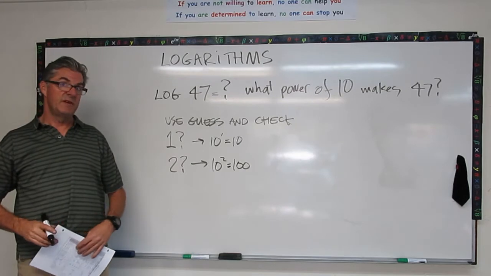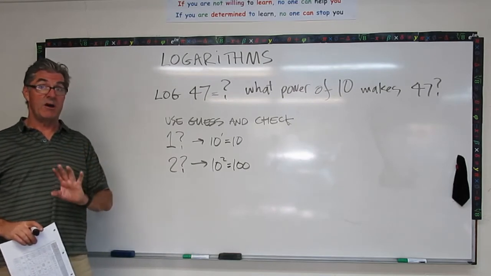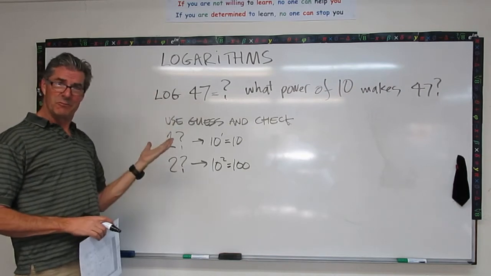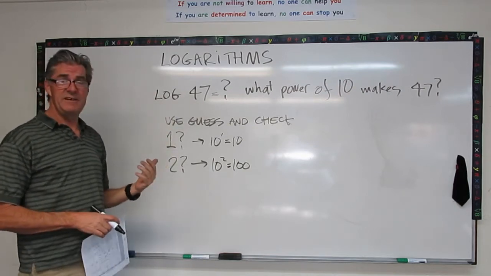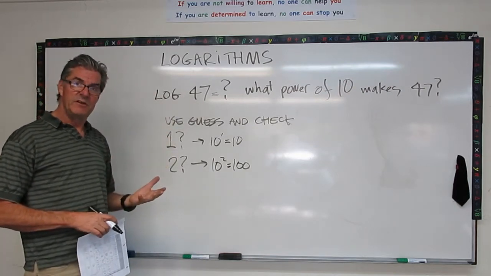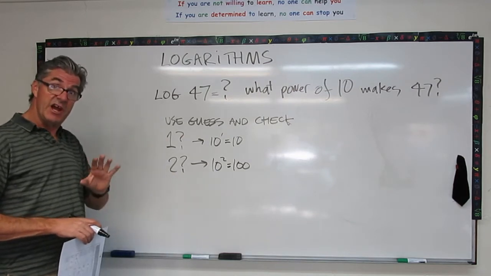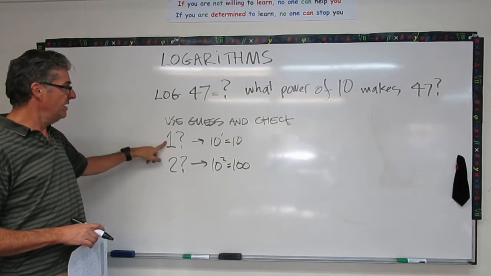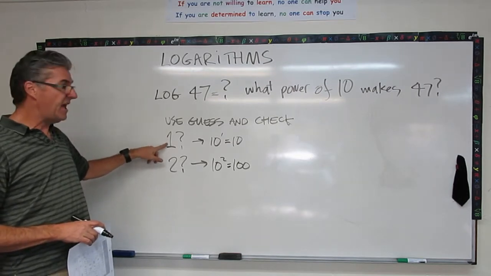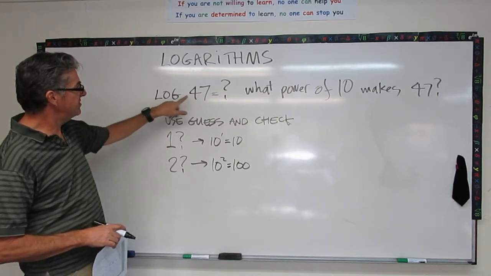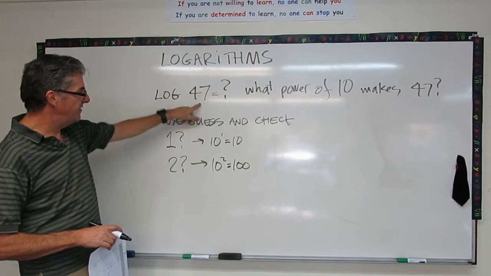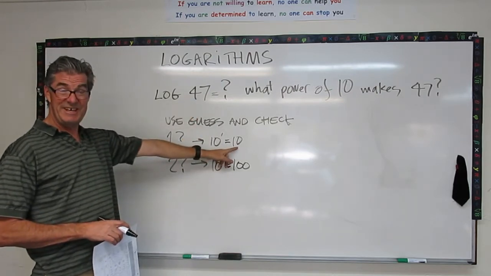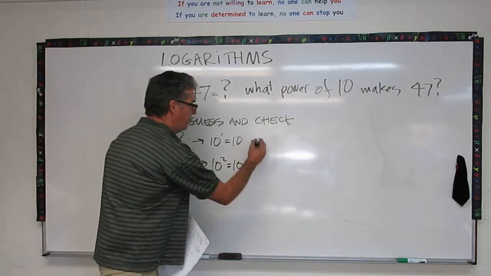Okay, now let's do one that's not a straightforward power of 10, like log 47. That's kind of weird. What power of 10 makes 47? So we can use a little guess and check to kind of hone in on the answer to this question. So I'm going to try 1. Let's see if that works. So if the answer to log 47 was 1, then I want to do 10 to the 1 to see what I get. 10 to the 1 is 10. That's too small.